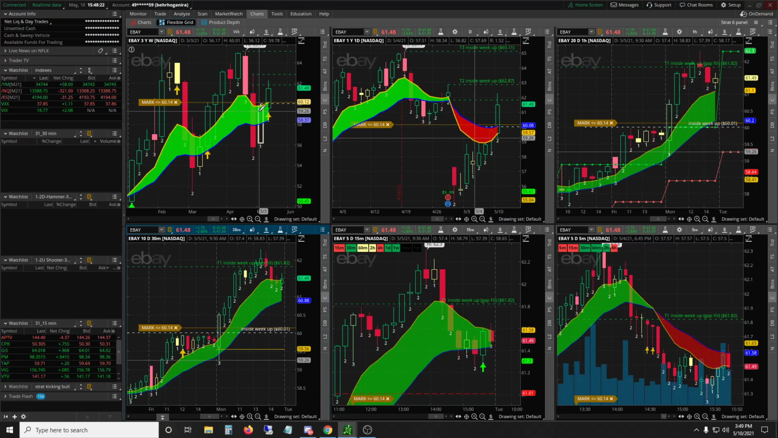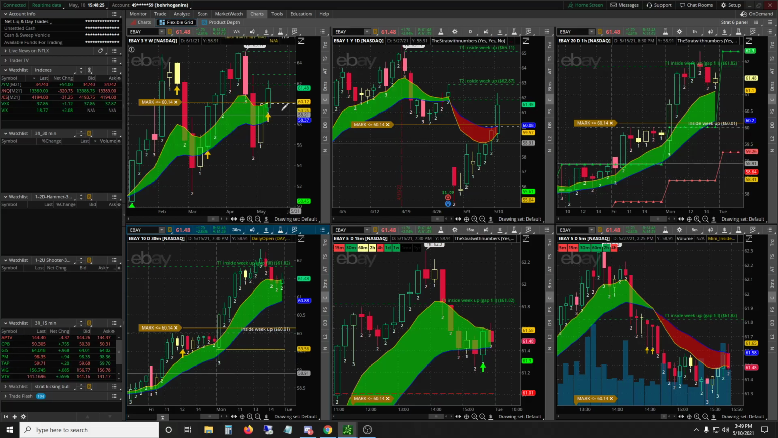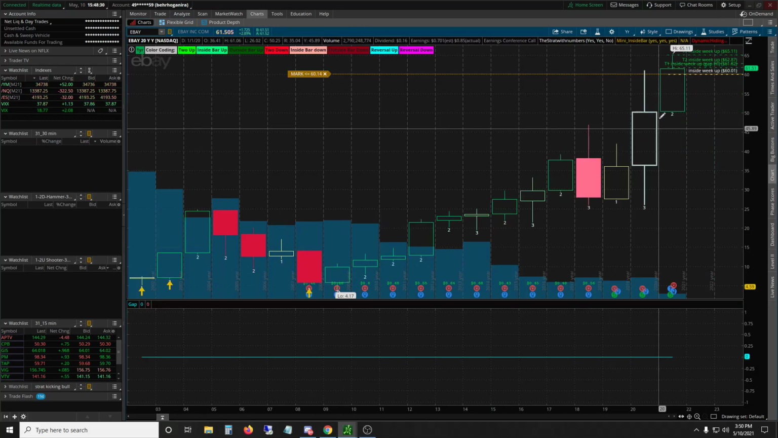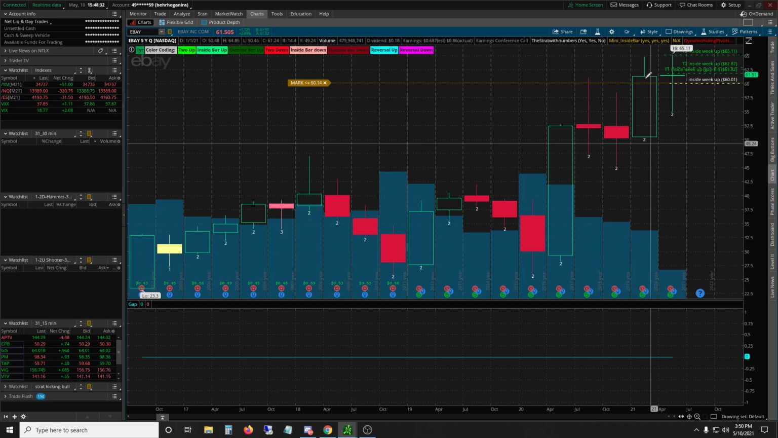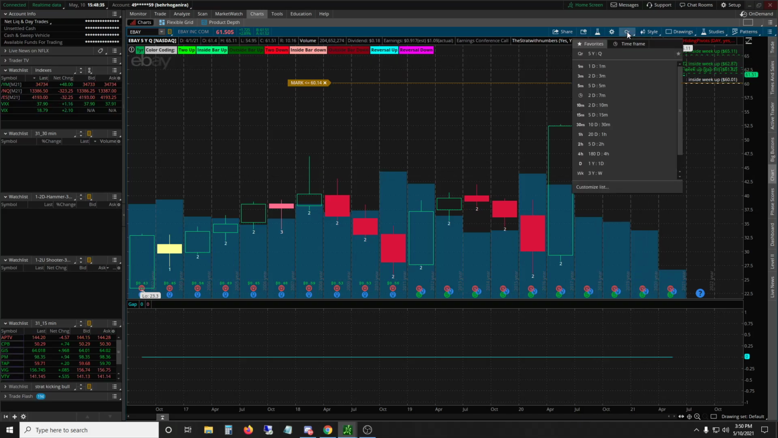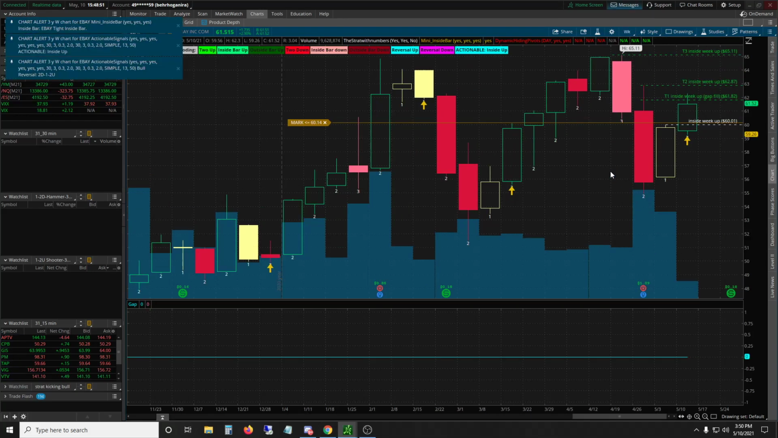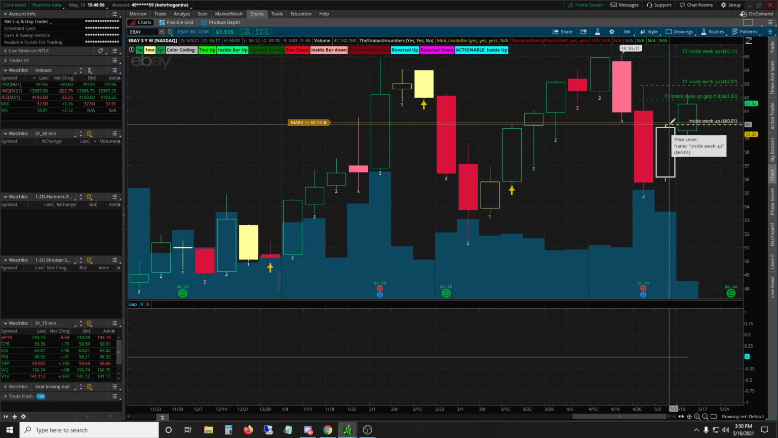The longer time frames: the yearly was green, quarterly was green, monthly was still inside. But because everything else was green, I was looking at the weekly for a break. You can see we had the inside week right here, looking for a break above the top of last week's candle, which was 60.01.